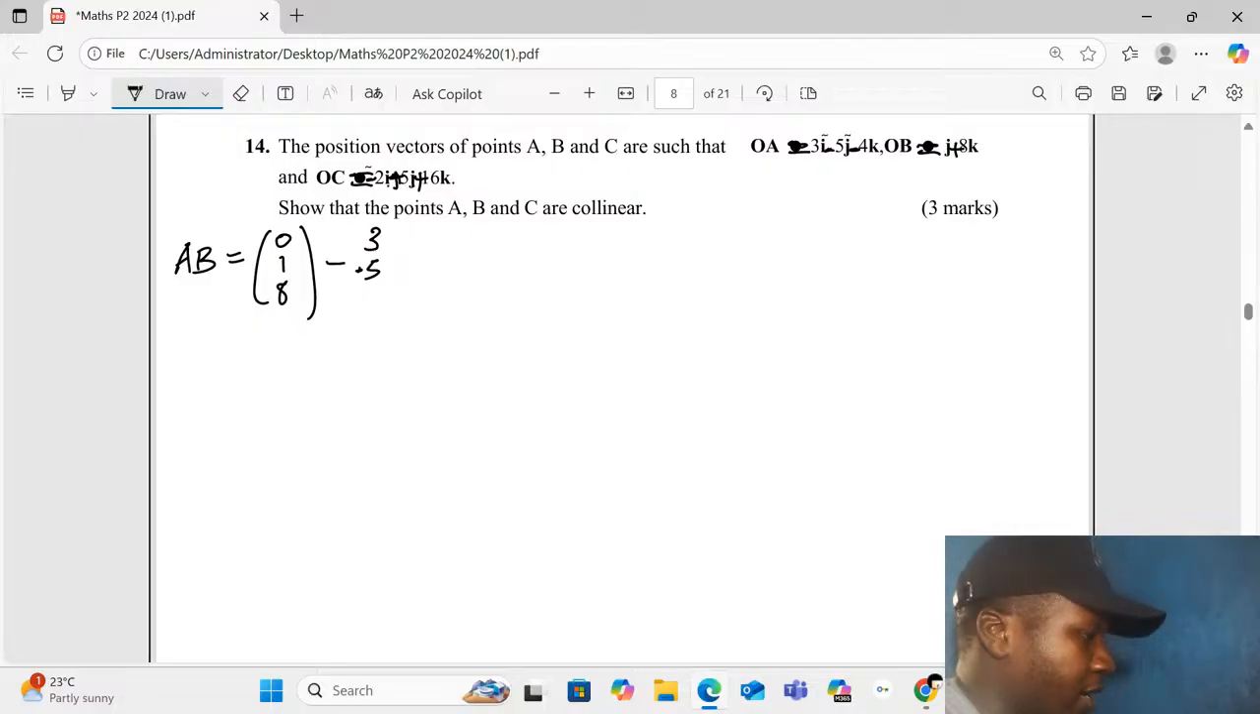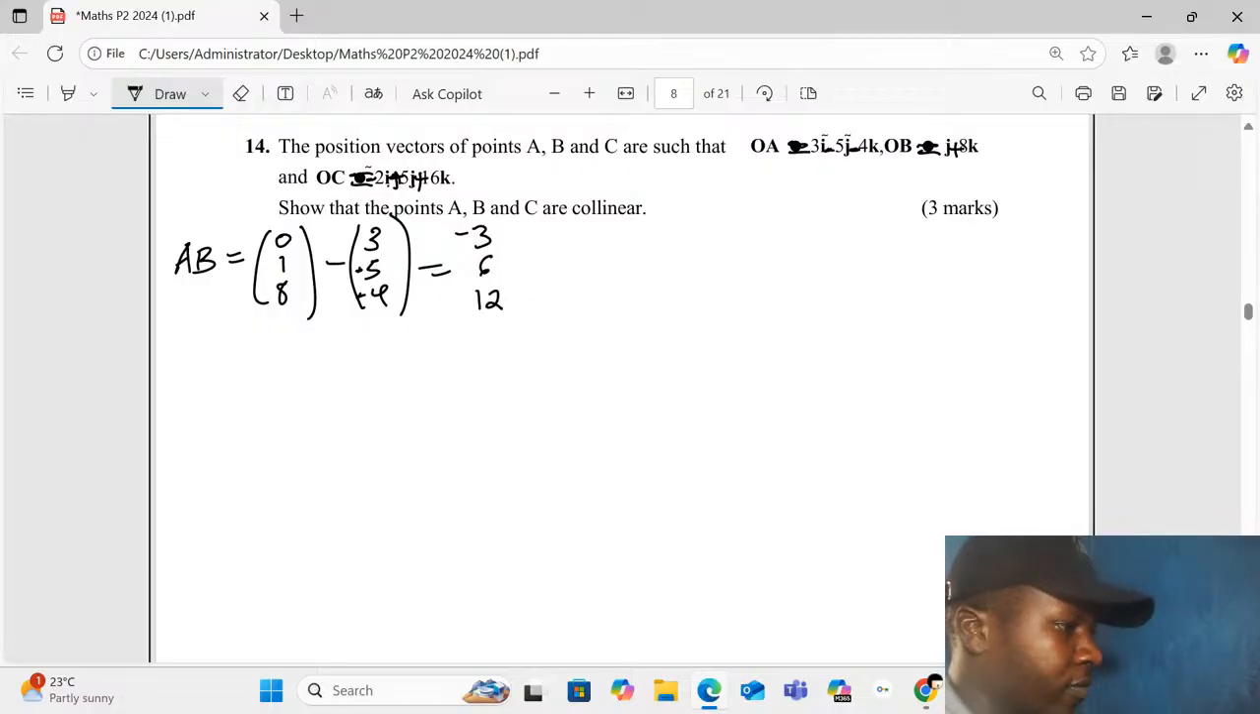Then we have negative 4. When you subtract, you get negative 3, then we have 6, then we have 12. So that is our AB.